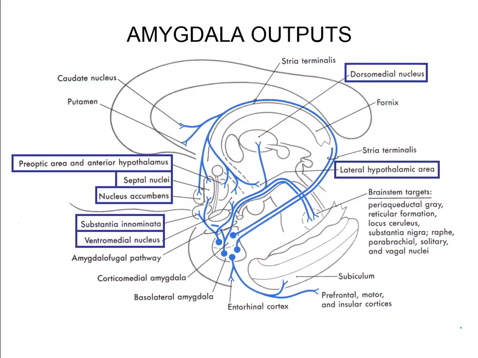Okay? So when we think about it, I said, what are the amygdala outputs? So I've hit several of them here. Lateral hypothalamic area, okay? Ventromedial nucleus of the hypothalamus. We're also going to come to the septal, which is going to feed back into the hypothalamus. Preoptic area. Where's preoptic area?